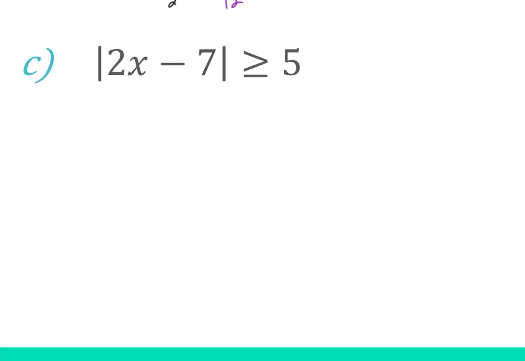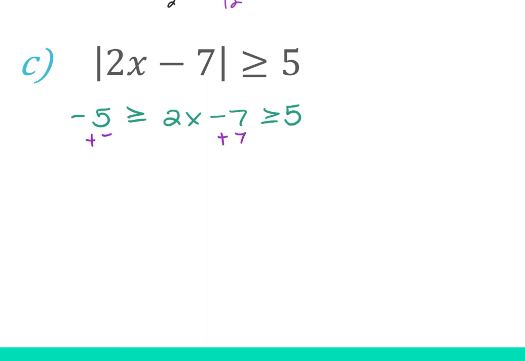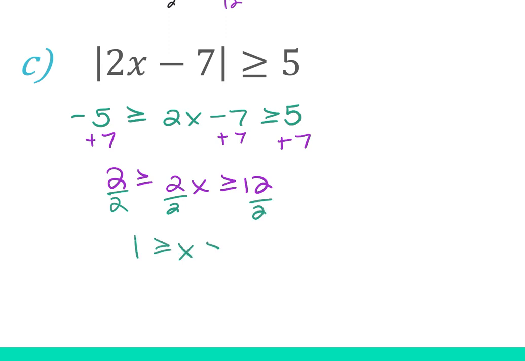All right, C. This is what kind of statement? Good, it's an or statement. So negative 5 greater than or equal to 2x minus 7, which is greater than or equal to 5. Add the 7 to all three spots. 2 is greater than or equal to 2x, which is greater than or equal to 12. Divide by 2 in all three spots.